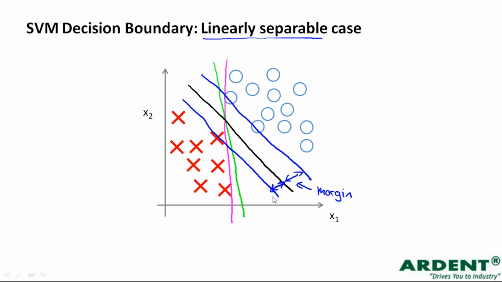Otherwise देखिएगा वहां पर एक pink line है. The pink line is also separating the circle class and the cross class. There is one green line. That green line is also separating the circle class and the cross class. But can we say that the black line is the best line which is separating the circle class and the cross class? Yes or no? Tell me. Yes? Getting the point?